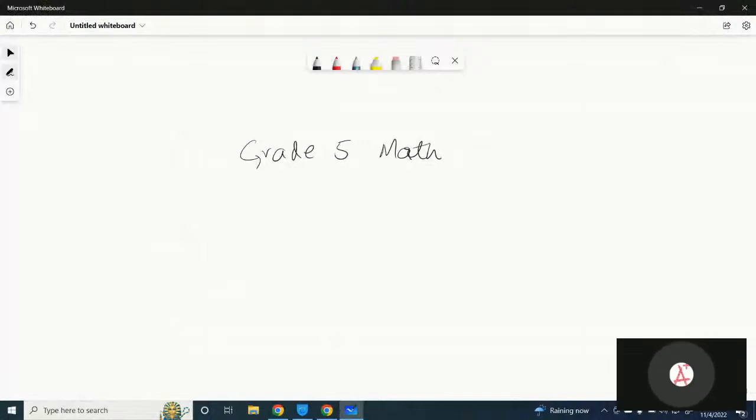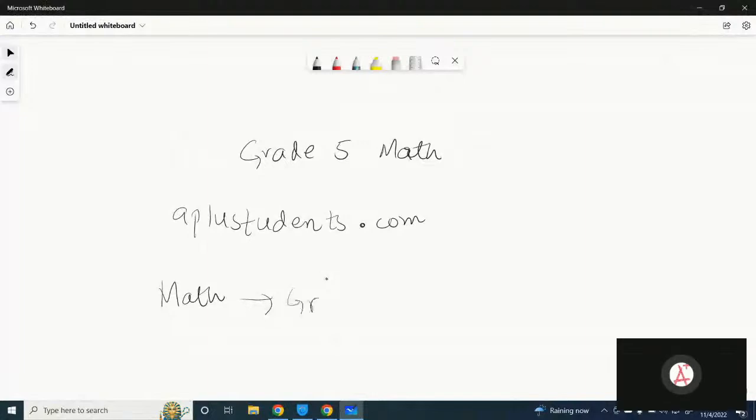So we're going to start with grade 5 maths. You can find all the lessons on aplusstudents.com. You have to log in there using your email address and password as provided by the administrator. Then you have to select math from the subject tab. Scroll down to grade 5. Click on view all lessons and we're going to start with a chapter that is fractions and mixed numbers.